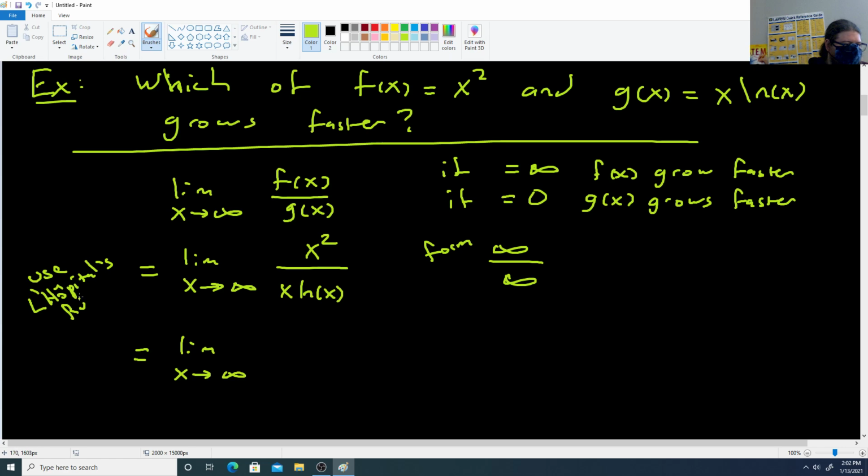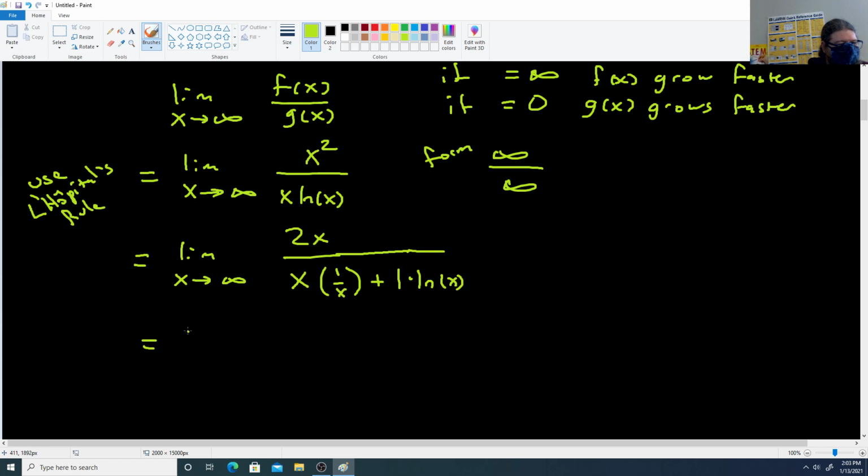We're going to use L'Hopital's rule at this step, which will have us take the derivative of the top, which is 2x. Then we're going to take the derivative of the bottom. We have to use the product rule for the bottom because we've got two things multiplied together. I'm going to leave x alone, take the derivative of natural log of x, which is 1 over x. Then I add to it the derivative of x, which is 1, times natural log of x. So I'm going to simplify this a little bit. We have 2x over x times 1 over x, which is 1, plus natural log of x.